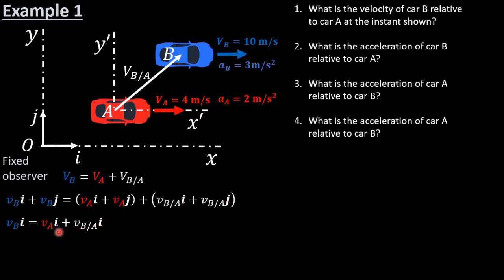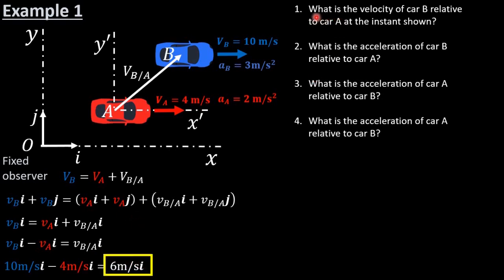So what we need to do now is subtract v sub A from both sides to get this. We then substitute our numbers in, so the velocity of car B in the i direction is 10 meters per second, and the velocity of car A in the i direction is 4 meters per second. We get the relative velocity between the two cars as 6 meters per second, and that is in the i direction. And that is our answer to question 1.